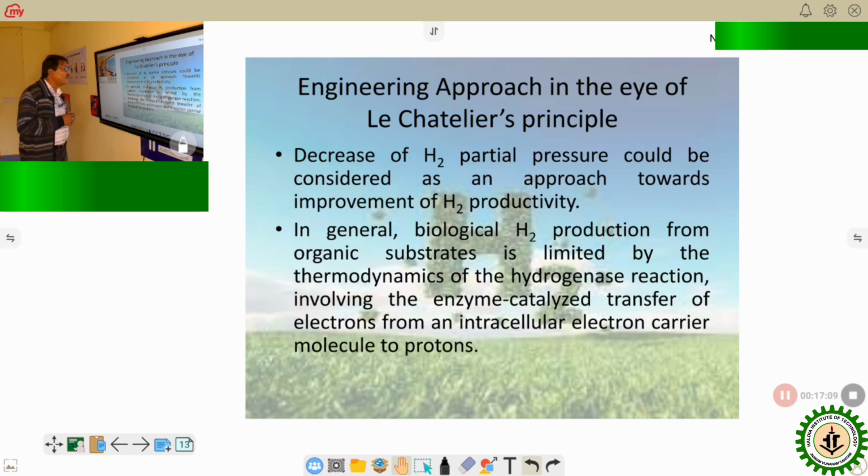So in general, biological hydrogen production from organic substrate is limited by the thermodynamics of the hydrogenase reaction, involving the enzyme-catalyzed transfer of electrons from intracellular electron carrier molecules to protons. So this is the mechanism that enzymes are there, and even the activity of that enzyme can also be enhanced by iron hydrogenase. I'm not going into the details of that in this lecture.